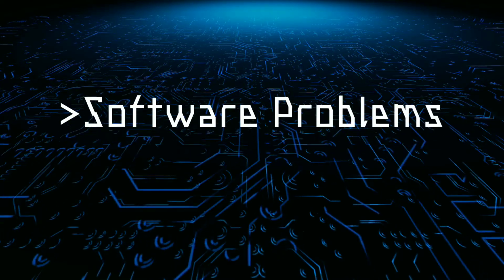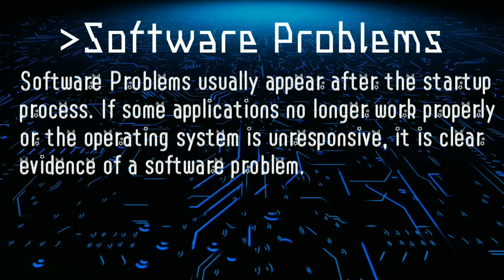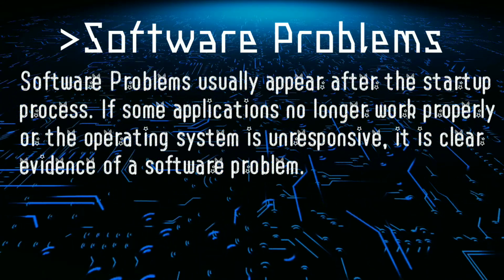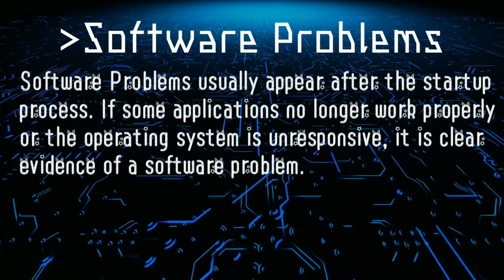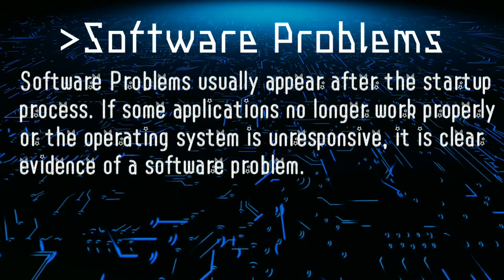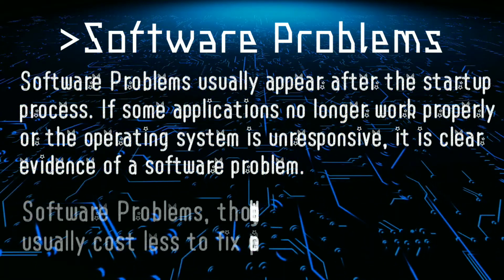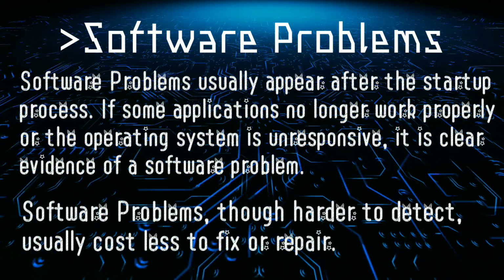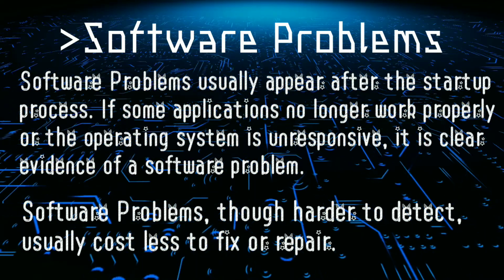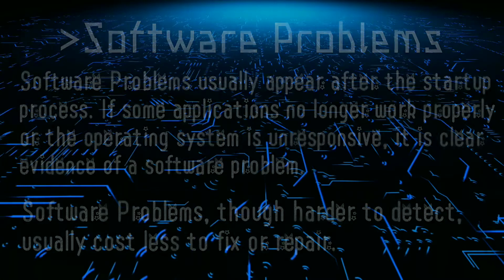The second computer problem is the software problems. Software problems usually appear after the startup process. If some applications no longer work properly or the operating system is unresponsive, it is clear evidence of a software problem. Software problems, though harder to detect, usually cost less to fix or repair.